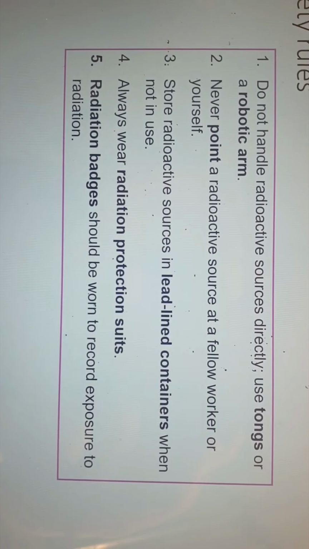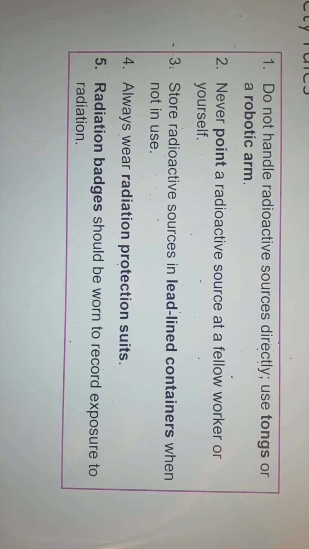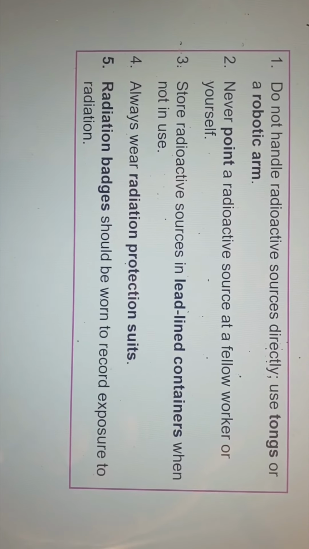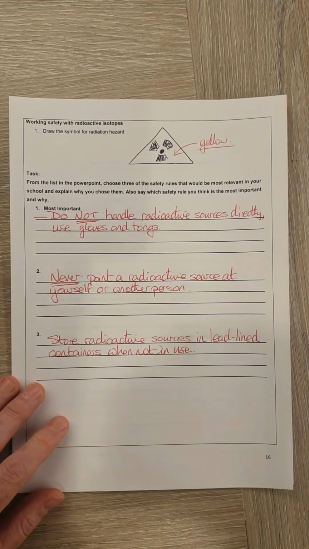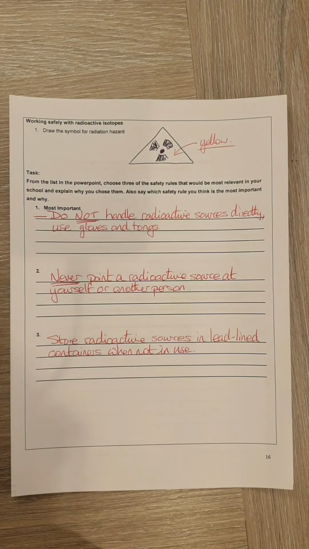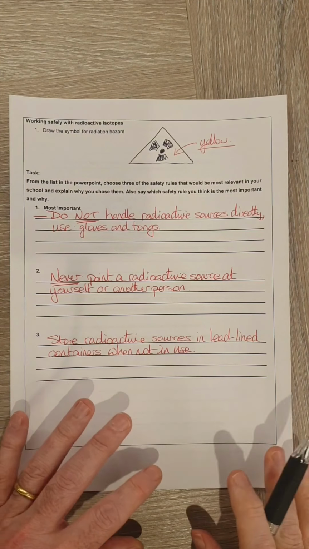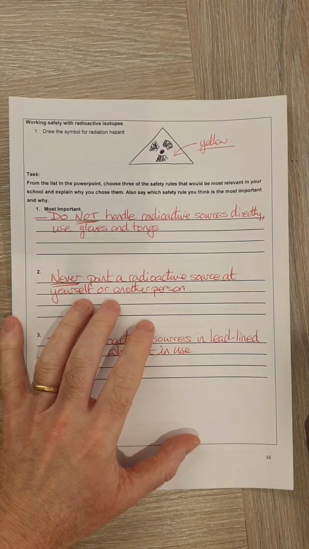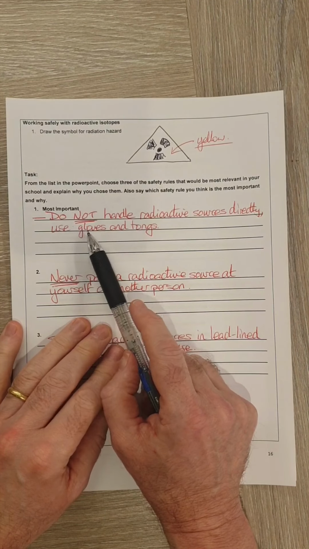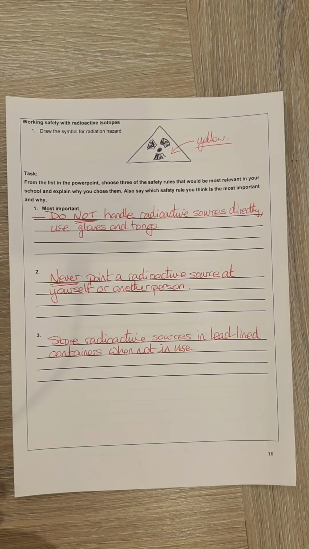So your job is to choose which of the rules might be most applicable to use in school. Of those 5 rules, there's really only 3 that would apply to schools, as generally in schools we don't have sources where we would need to wear radiation protection suits, and we don't need radiation badge monitoring equipment. The most important one is always never to handle radioactive sources directly. Always use gloves and tongs.